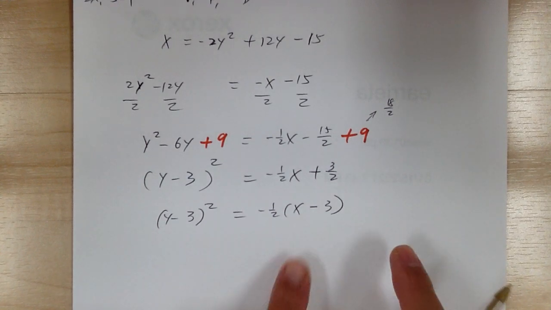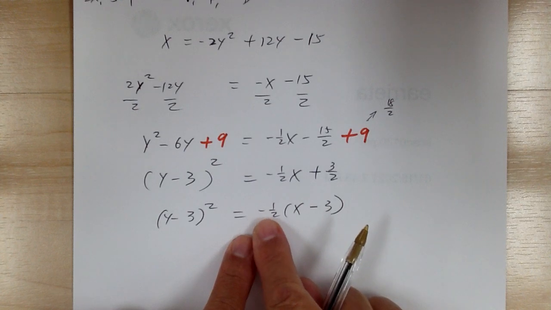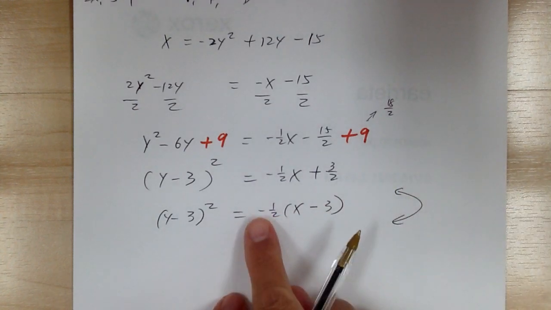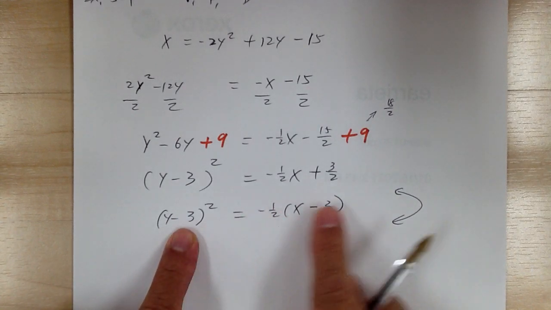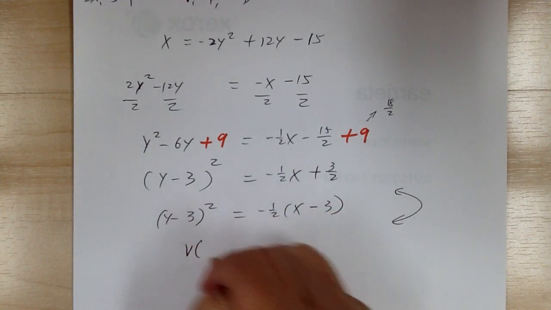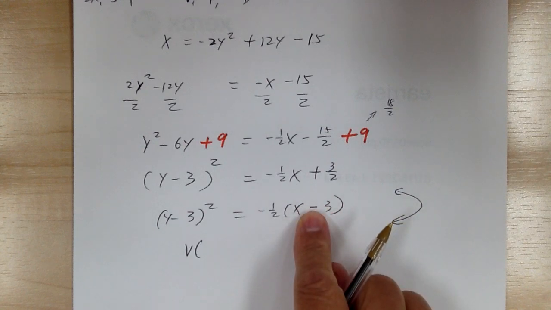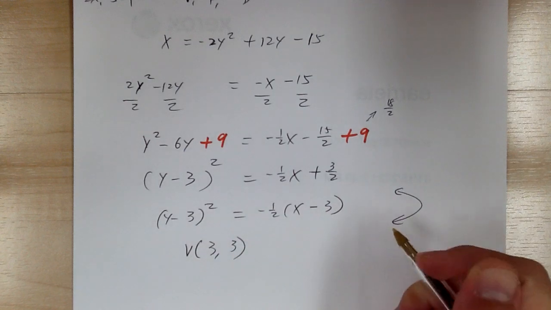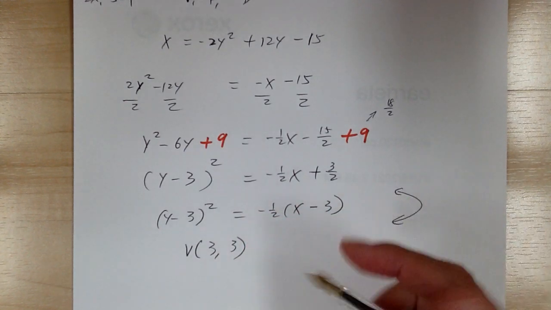From here, notice the negative, so it's going to open in the negative x direction. The graph is going to go this way. And these numbers over here are your h and k, which give you the vertex. You set this equal to 0 and solve, so the vertex is at (3, 3). And the negative just tells you it's going to open in the negative x direction.